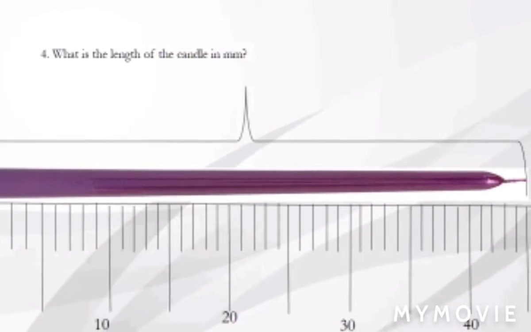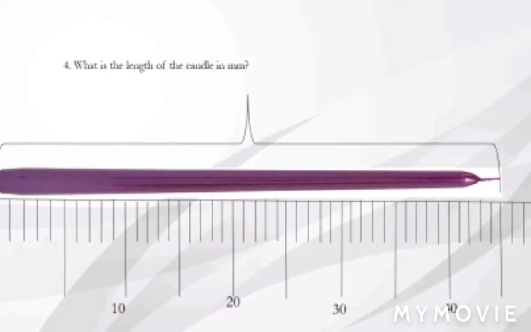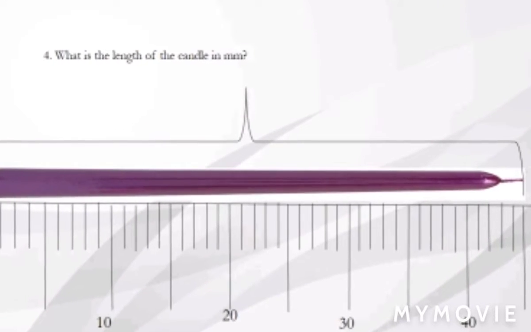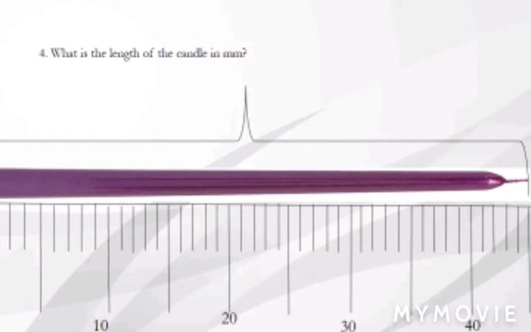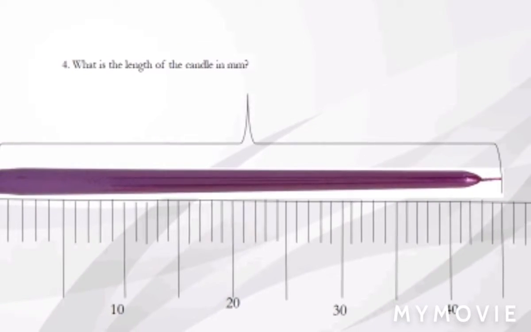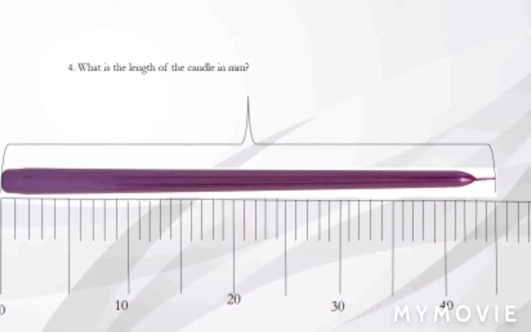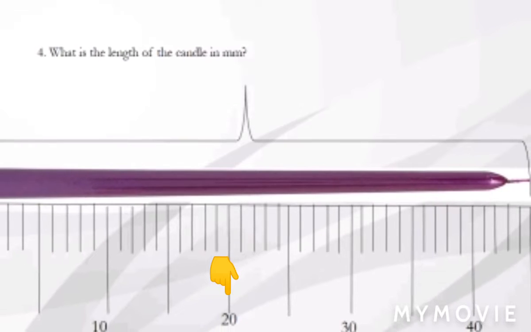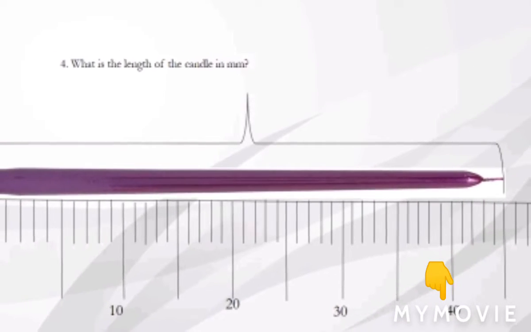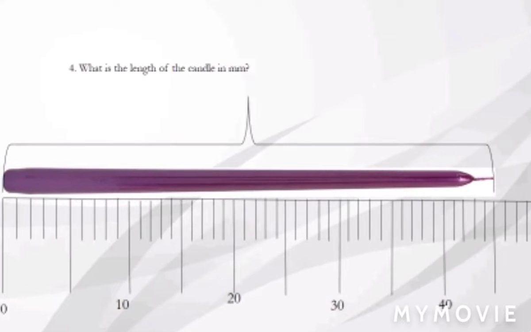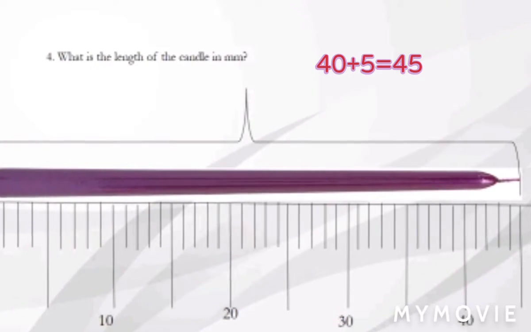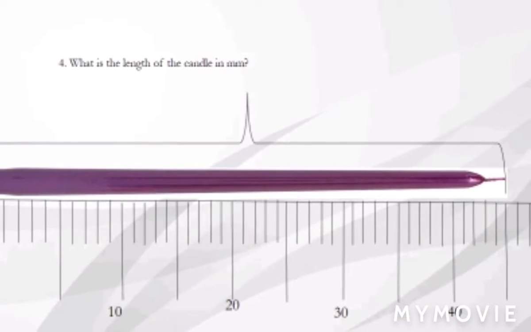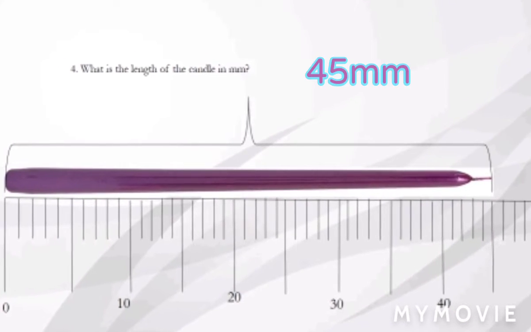Number 4. What is the length of the candle in millimeters? I'll give you 1 minute to answer. Time's up. So, in finding the length of the candle in millimeters, we are going to add all the 10 to 40. So, 10, 20, 30, 40. And it exceeded 5 small lines, so 40 plus 5 is equal to 45. So, the length of the candle is 45 millimeters.